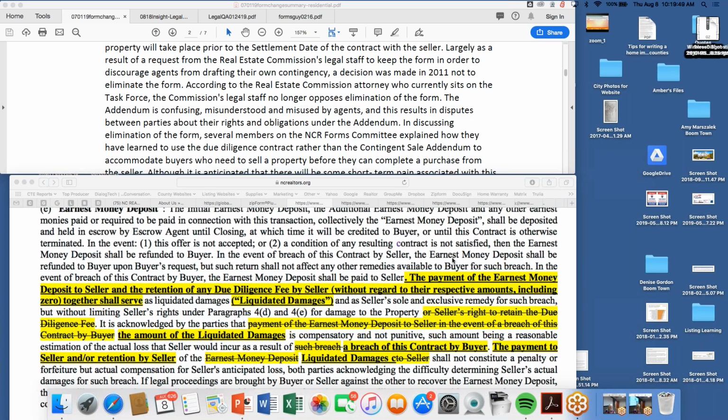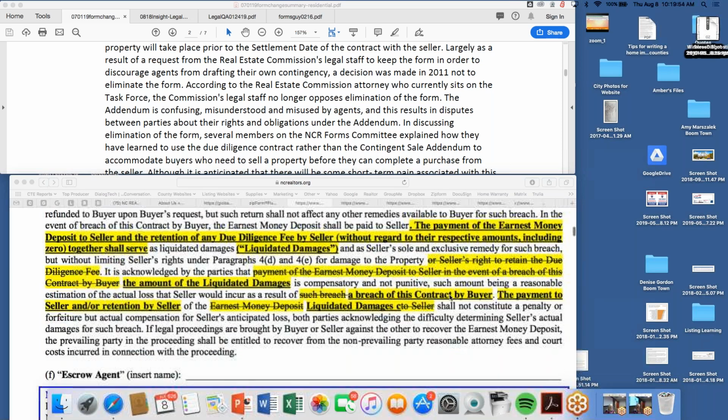So that is one of the updates in our document. That's in 1E. We are going to go down to 4C now.